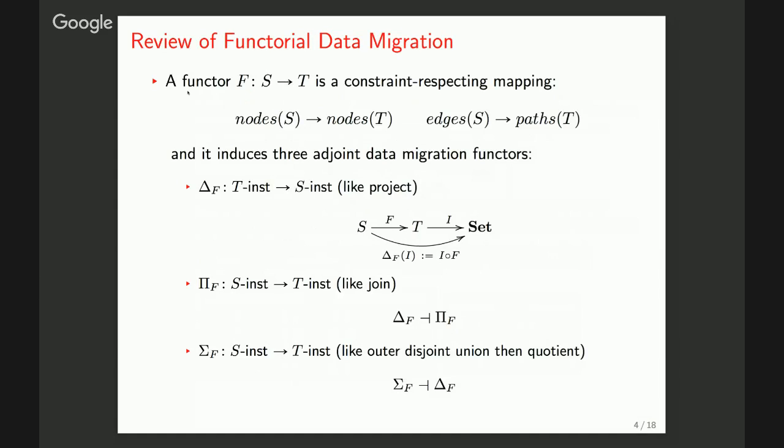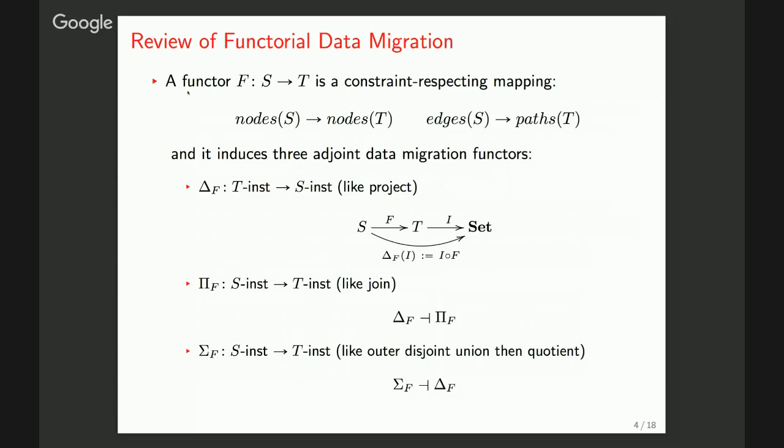So what can you do with schemas as categories? Well, you can migrate data from one schema to another using a concept known as a functor. So a functor from schema S to schema T is a path equality constraint respecting mapping. It takes nodes in S to nodes in T and edges in S to paths in T.